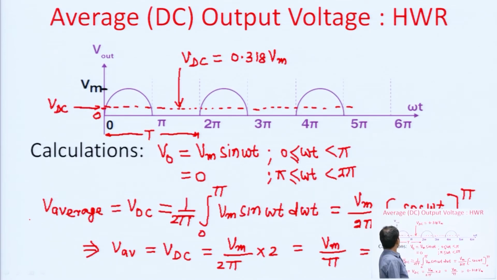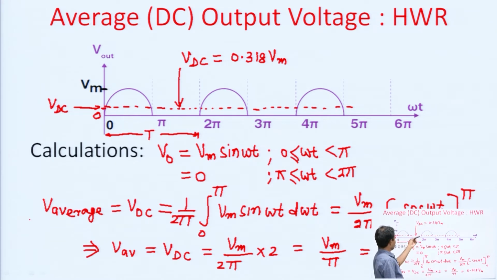Now, the first parameter is output average or DC voltage for the half wave rectifier. Average voltage or DC voltage, both terms are the same. To get this value, first of all we should know the waveform of the half wave rectifier. This is the waveform of the half wave rectifier, and the periodicity of the half wave rectifier is 2 pi.